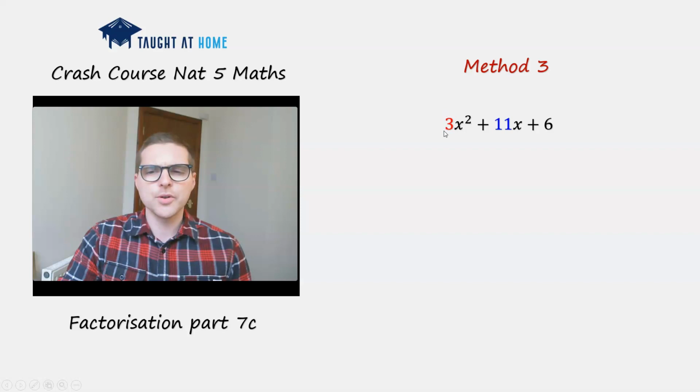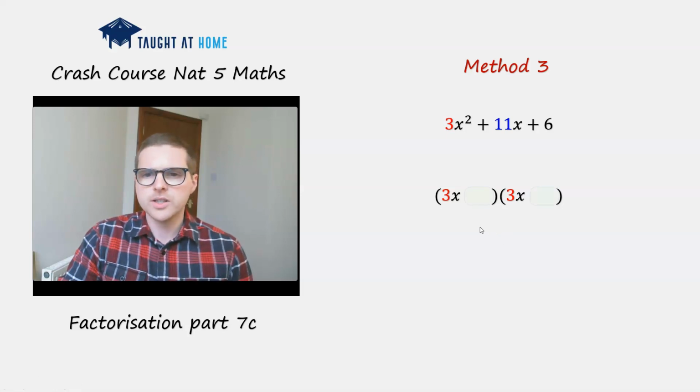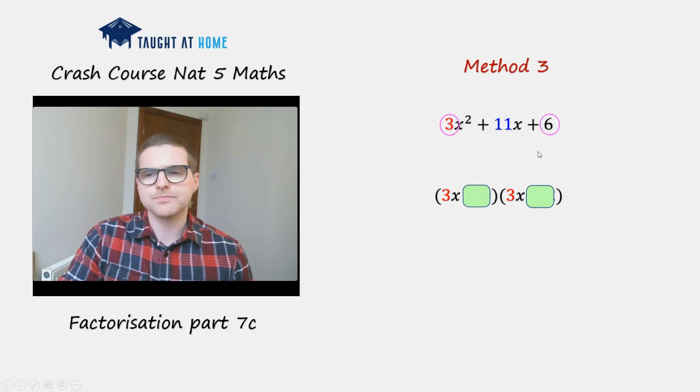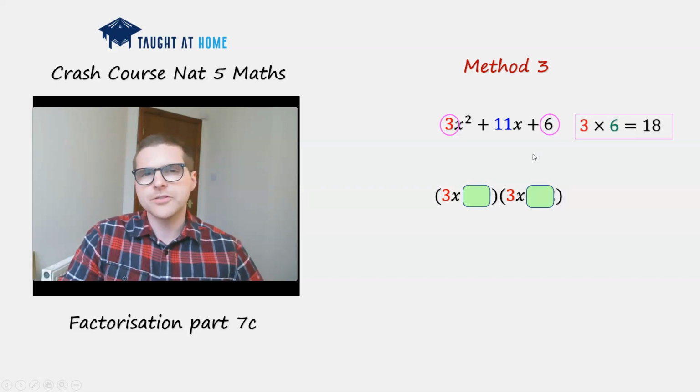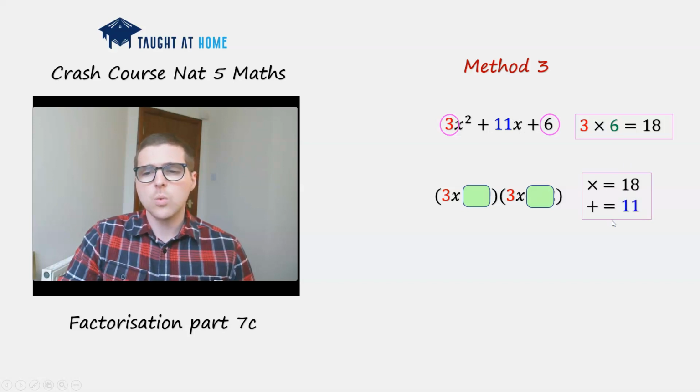So method 3, let's take our 3x squared plus 11x plus 6 again, and what we're going to do is take this 3x here and put it into both brackets this time. Now we want to find what numbers go here. We're going to take this 3 and this 6 and multiply them. So if we multiply them, we get 18. Now we want to find factors of 18 that add up to give 11. So what can you think?